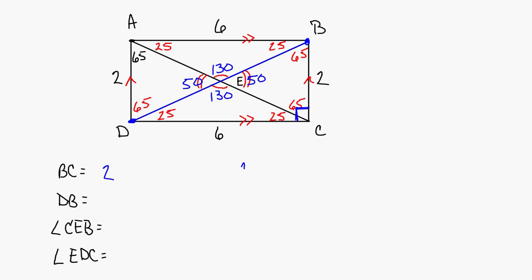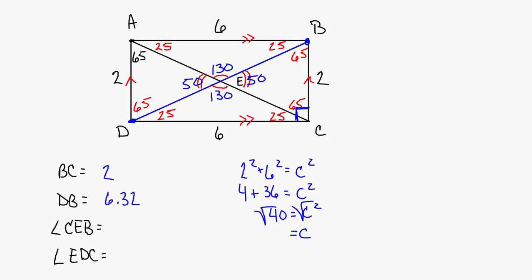So you can do 2 squared plus 6 squared equals c squared. So 4 plus 36 equals c squared. 40 equals c squared. And radical 40 is going to be equal to c. Radical 40, 6.32. D to B, 6.32.